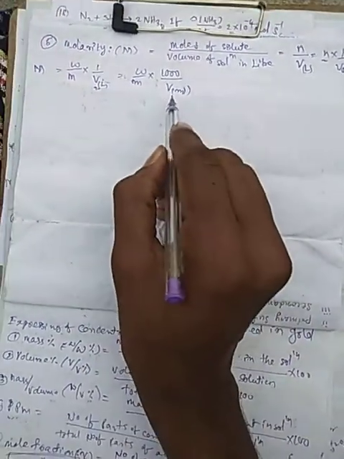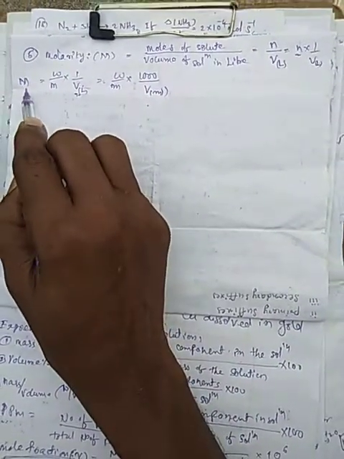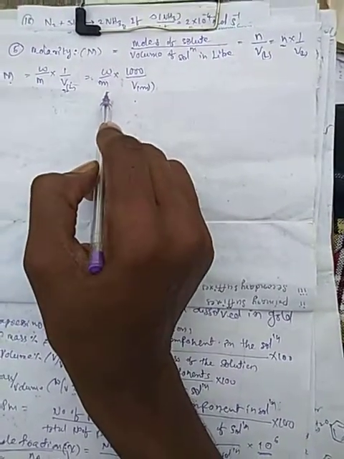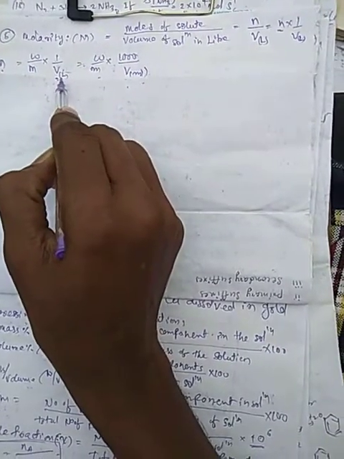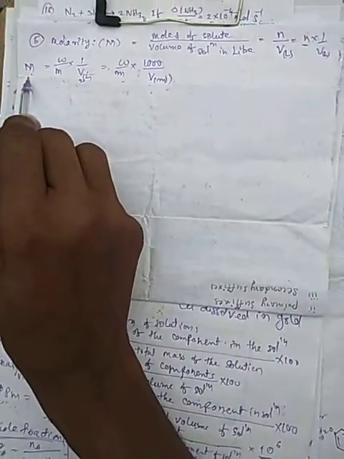It is a very important formula: molarity is equal to weight by molecular weight into 1000 by V in ml, or 1 by V in liters. This is the formula we use for calculating the molarity of the solution.